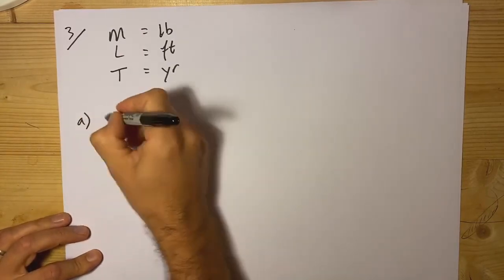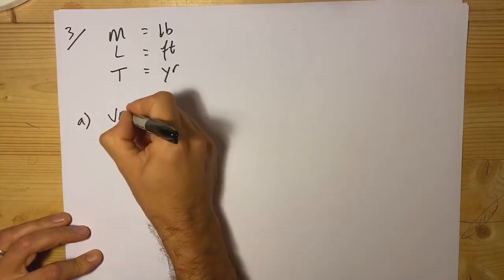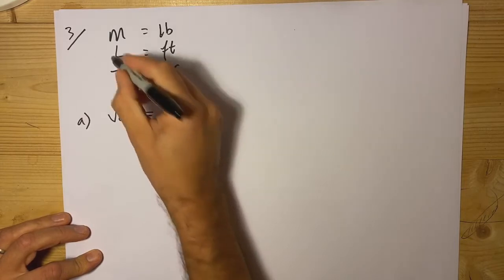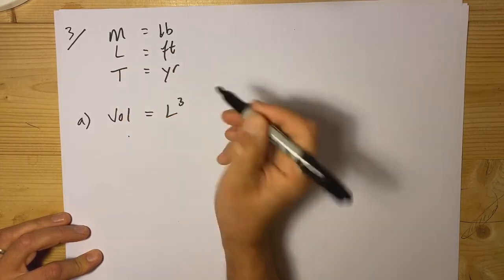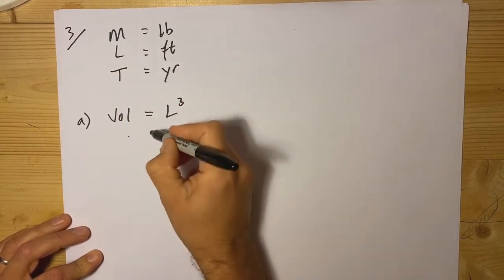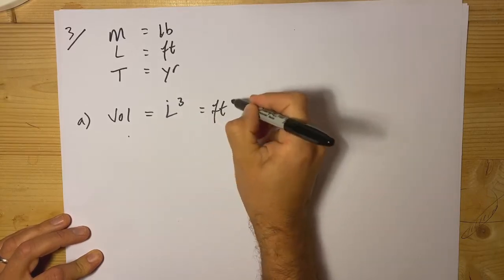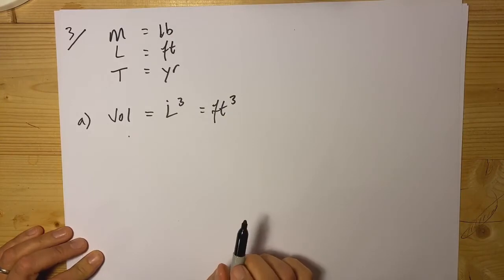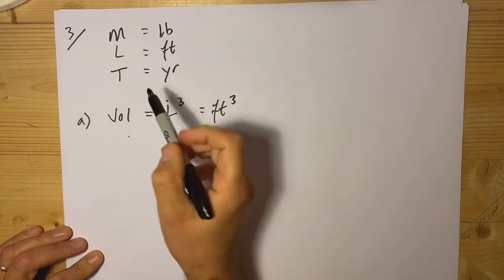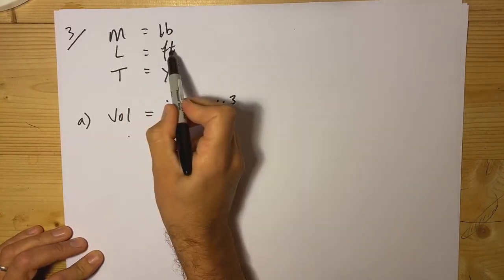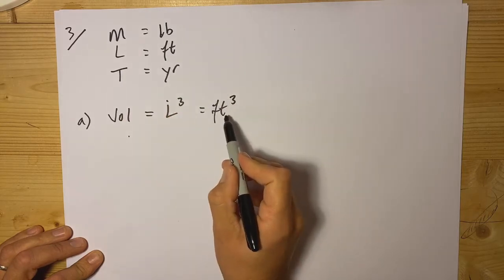So the first one I talk about is volume. So volume is length cubed. Okay, it's length times length times length. So here the units of volume would be feet cubed. Okay, so in our units, the way we've defined the dimension of length has a unit of feet here, so that will be feet cubed.